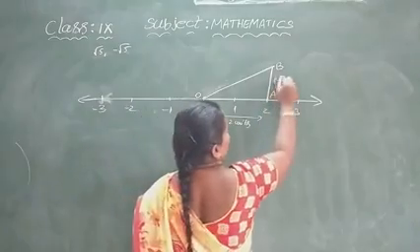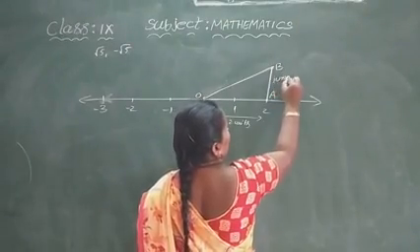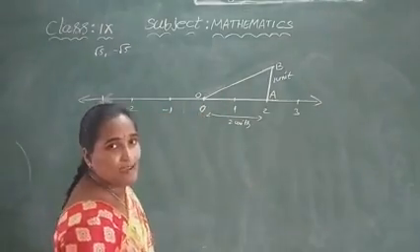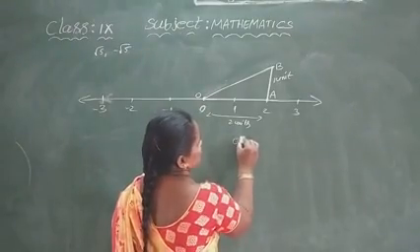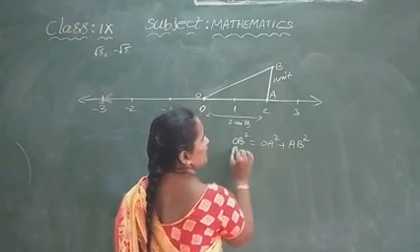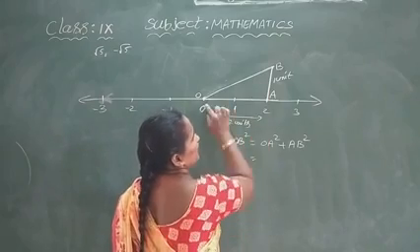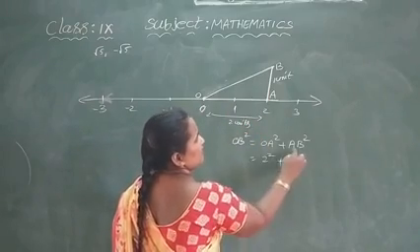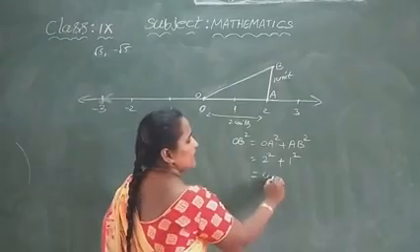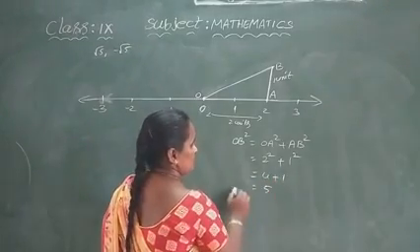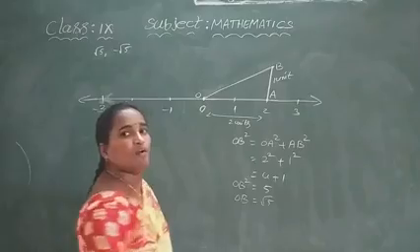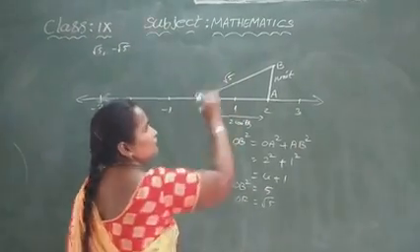So here AB is 1 unit. OA is 2 units. We need the OB value. By using Pythagoras theorem, hypotenuse square is equal to the sum of the squares of the sides, OA square plus AB square. OA is 2 units, that means 2 square, plus AB 1 unit, that means 1 square. 2 square is 4 and 1 square is 1, that is equal to 5. So OB square is equal to 5, then OB is equal to square root of 5. So this is root 5.